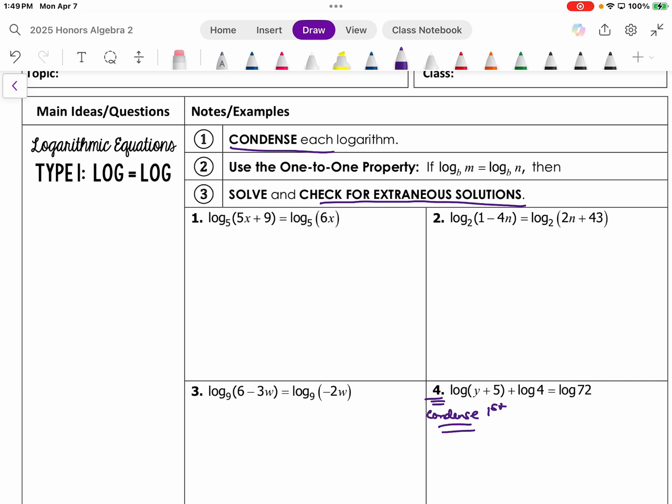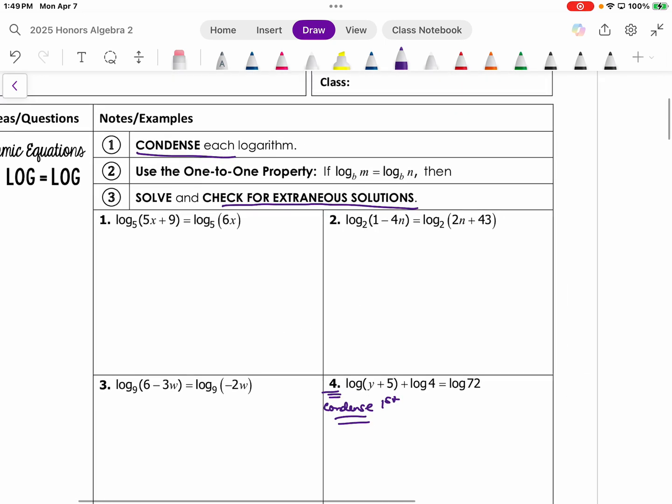So on number 1, we don't have to condense. This is the one-to-one property. It says if you have on one side of the problem log base b of something, and it is equal to the log of the same base of something else, then we can just set the two things equal to each other. We can set the m and the n equal to each other. Now, if the bases are not the same, then we cannot use this property.